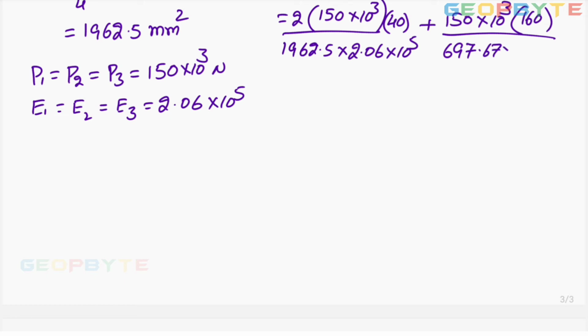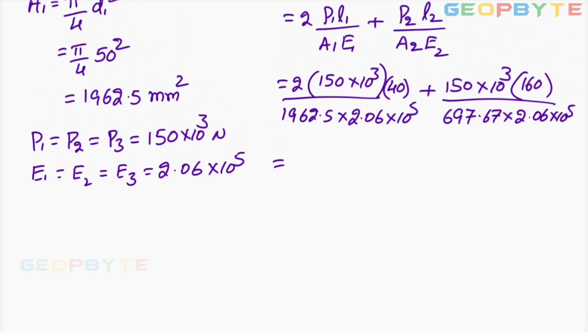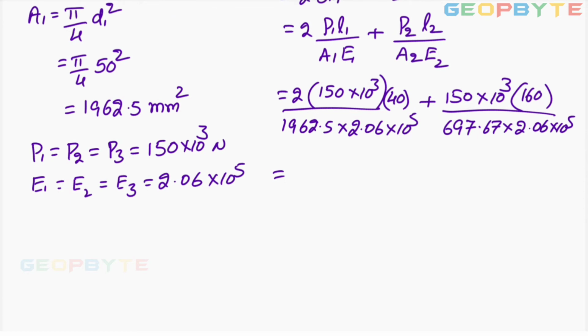697.67 into Young's modulus 2.06 into 10 raised to 5. You simplify this value for getting the total elongation is 0.206 mm. That is the answer.